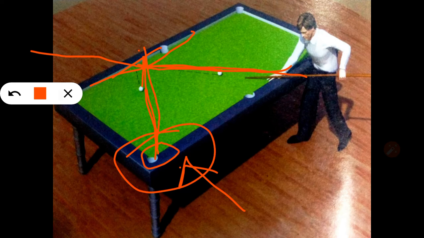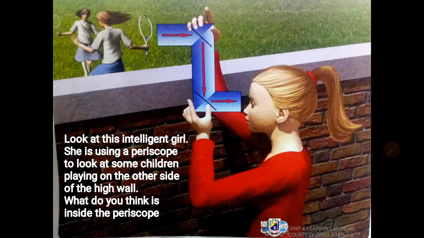All right, let's take another look at this. Look at this intelligent girl. She's using a periscope to look at some children playing on the other side of the high wall. What do you think is inside the periscope? If you take a close look at the periscope, you will discover two lines are drawn.